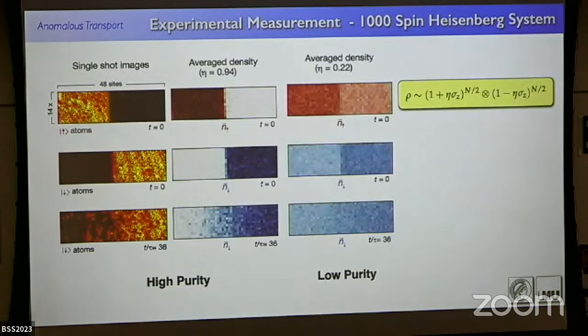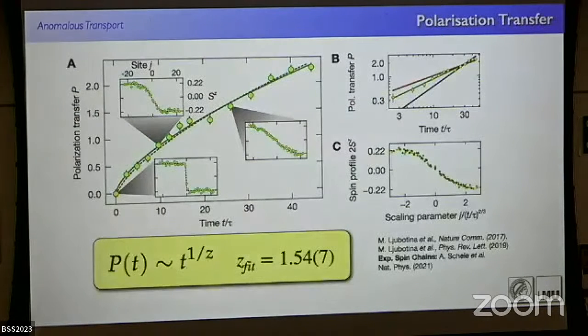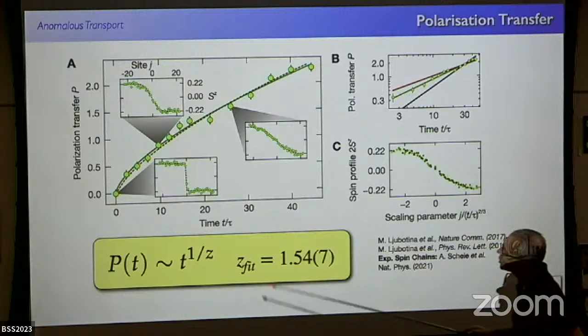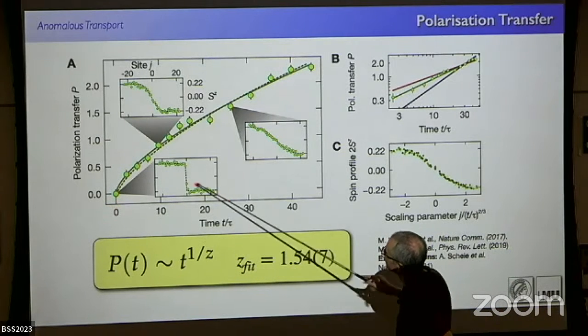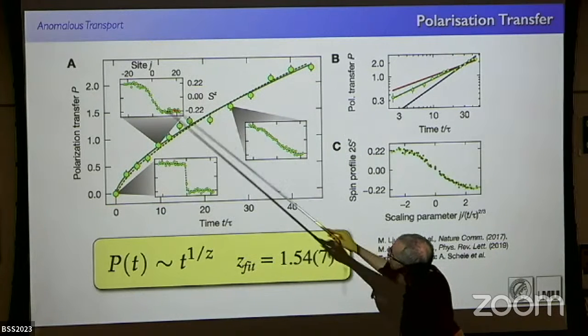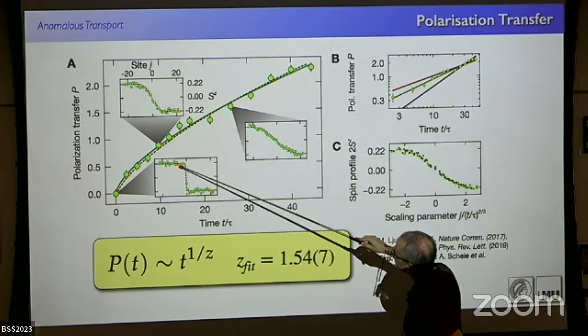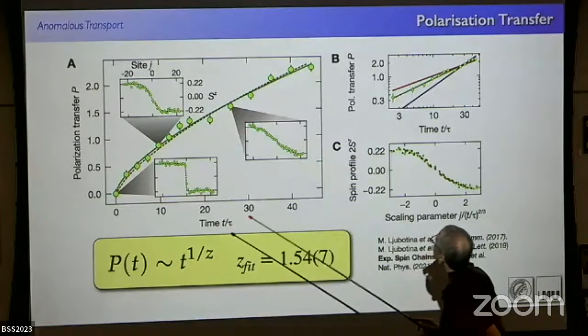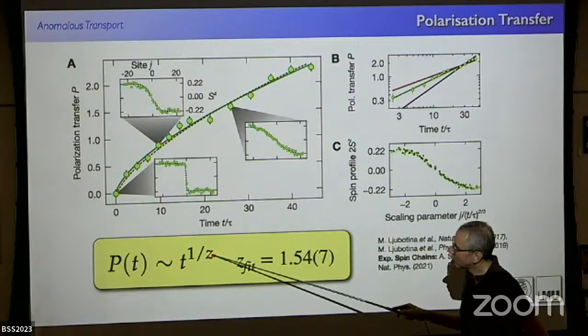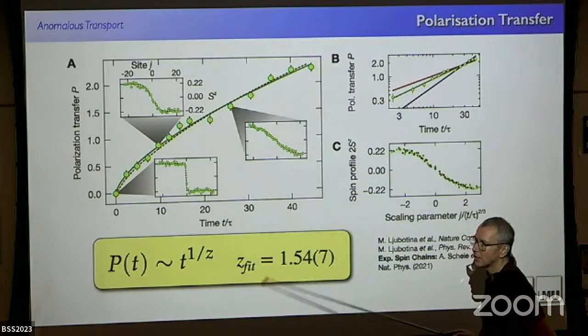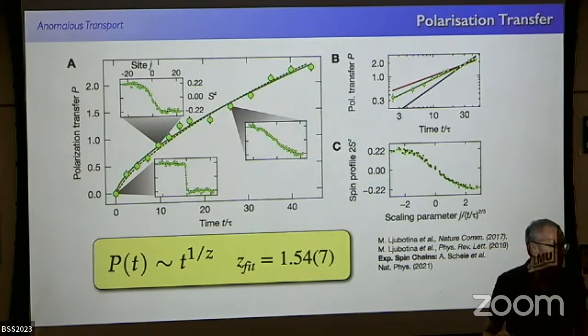All right, so you can do this for the full polarization, also for reduced polarization. And let's look at the average number of spins that have been transferred. So this is just the average spin number as a function of time. This is the experimental data. These are the magnetization profiles at these different evolution points. And if I fit the data with t to the 1 over z, I get a z of 1.54 with a very respectable error.